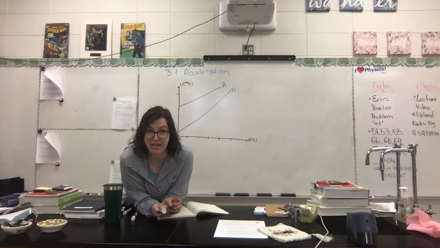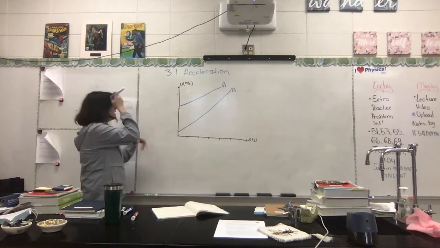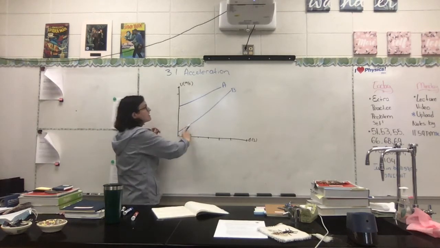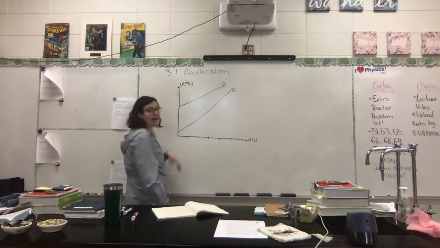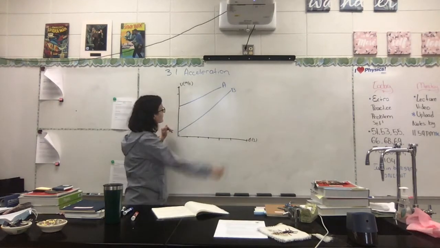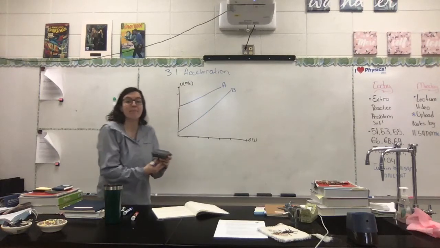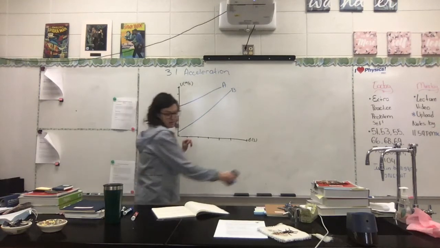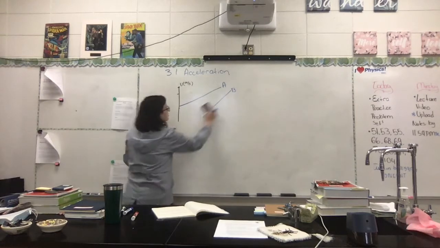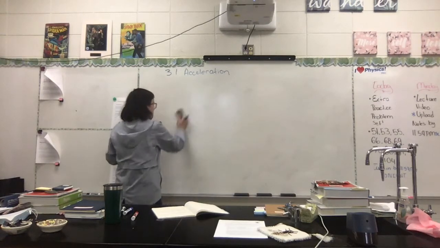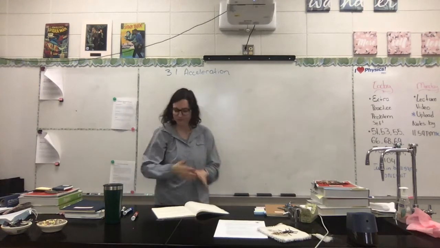Okay, hopefully you answered line B. How do we know it's line B? Line B has a steeper slope than line A. We're having a bigger change in our velocity, which means it's going to give us a bigger acceleration. All right, that was just a little check.